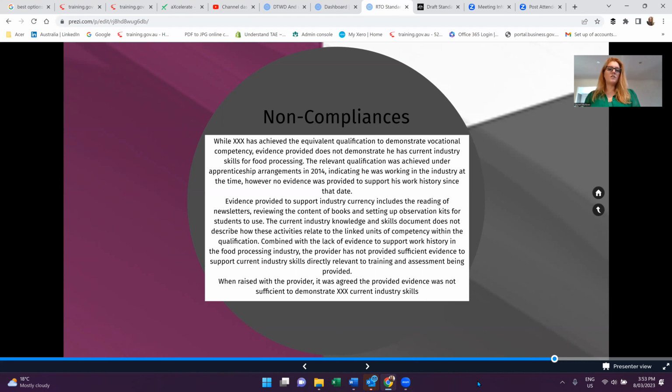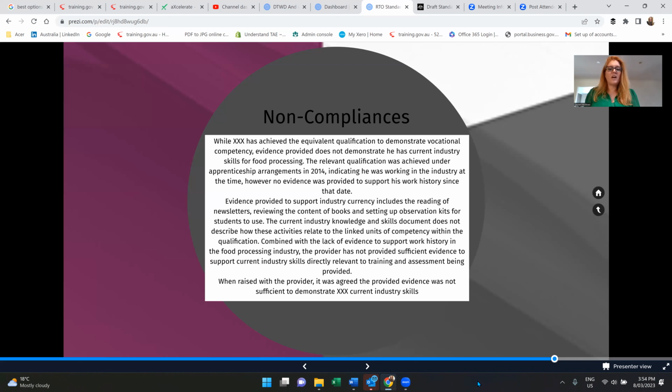Evidence provided does not demonstrate that he has current industry skills for food processing. The relevant qualification was achieved under an apprenticeship arrangement in 2014, indicating he was working in industry at the time. However, no evidence was provided to support his work history since that date. So what they're basically saying is, we can see that you have the skills and that you were doing this thing 6 or 7 years ago from when this particular, I think this is a 2022 audit report. So 8 years ago. But we can't see that you've done anything since.